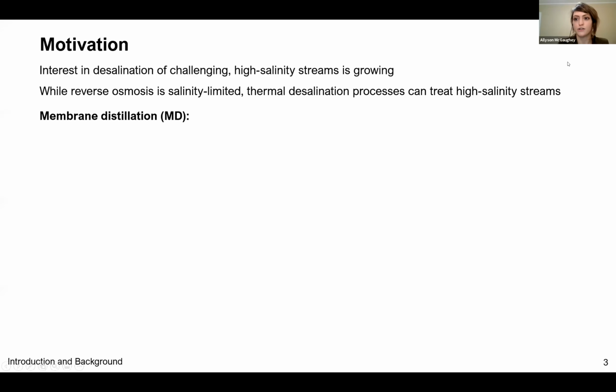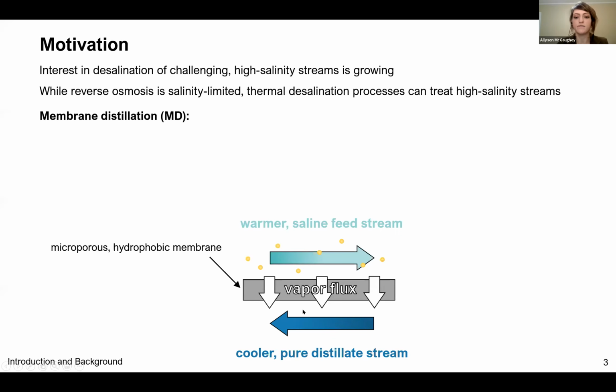That brings me to membrane distillation, or MD. In MD, we have a warmer saline feed stream and a cooler pure distillate stream separated by a microporous hydrophobic membrane. The temperature difference across the membrane causes water from the feed stream to evaporate at the membrane surface, diffuse through the pores in the vapor phase, and condense upon reaching that cooler distillate.